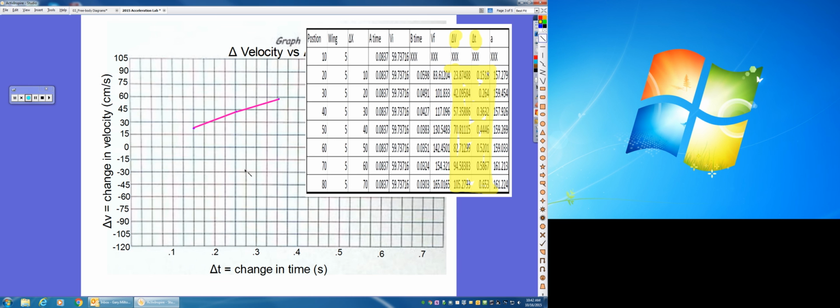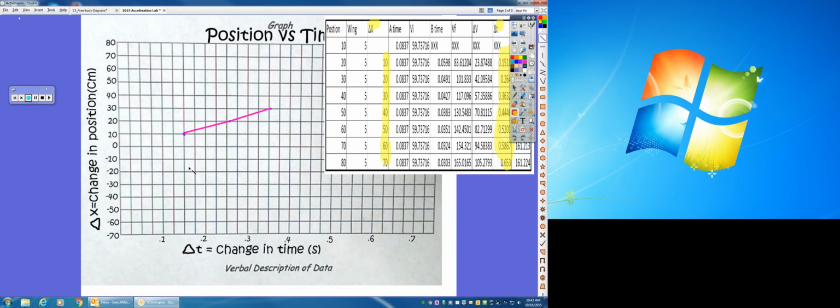Again, you're going to have a positive graph and a negative one. Make sure you color code these with different colors. So you'll have some points down here on your negative graphs that go that way. And likewise on the other graph, you'll have a positive position versus time graph and a negative position versus time graph, like that.